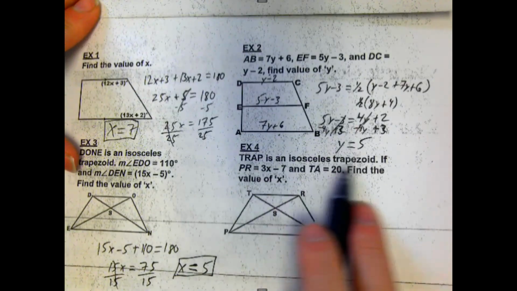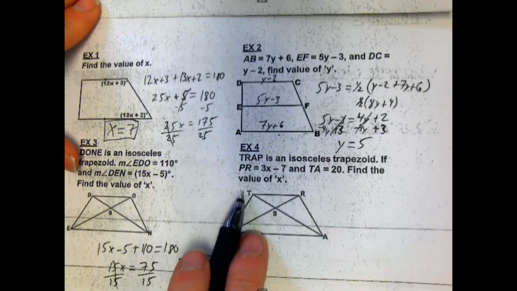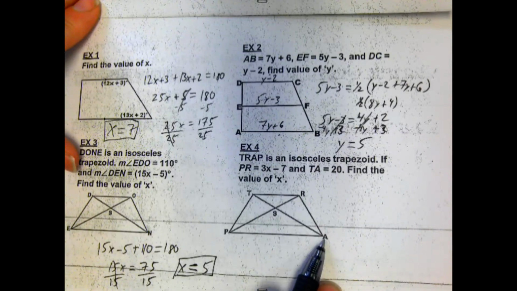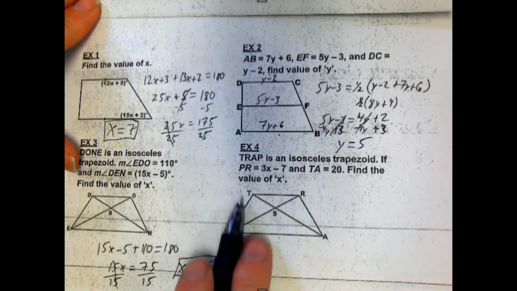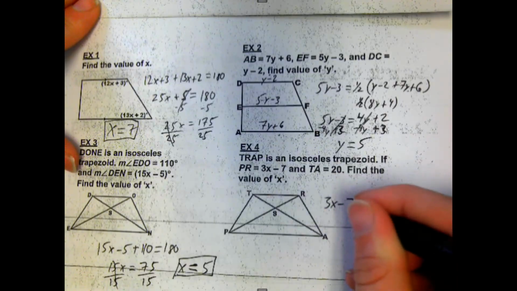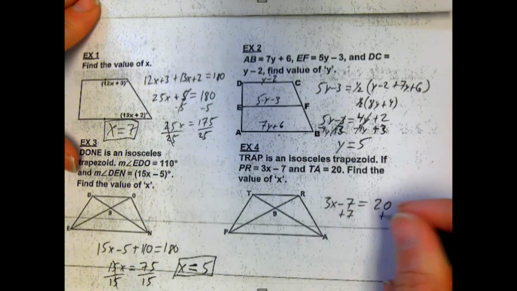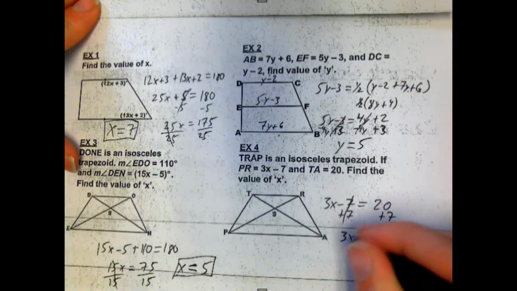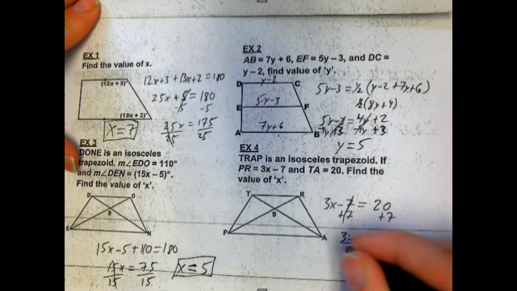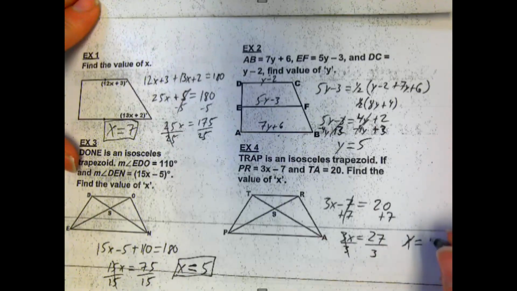TRAP is an isosceles trapezoid. If PR equals 3x minus 7 and TA equals 20, find the value of x. Again, the diagonals here are congruent for an isosceles trapezoid, so I know that 3x minus 7 is equal to 20. Then I can just add 7 to both sides. 3x equals 27. Divide both sides by 3. x would equal 9.